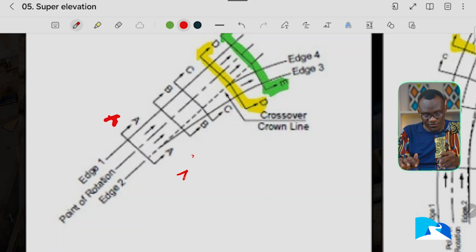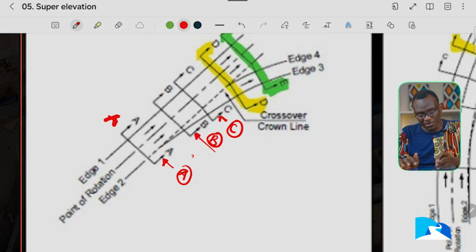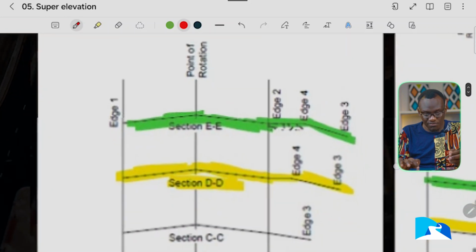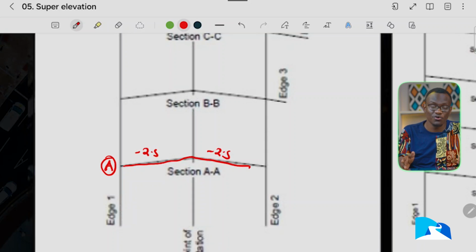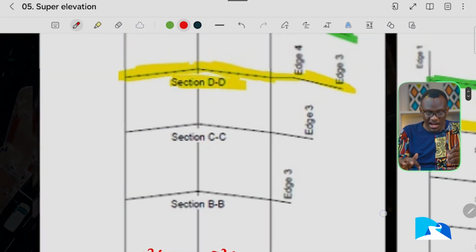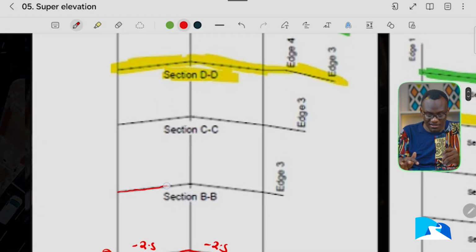So we're trying to ask ourselves, what's the super elevation at point A? What's the super elevation at point B? What's the super elevation at point C? And what's the super elevation the moment you start at point D? Now what you see here is just a breakdown of each. When you start at point A, you have what we call the standard cambers. So if maybe you have minus 2.5, you'll have minus 2.5 or minus 2.0 based on where you're coming from. At section B, we again maintain the same.